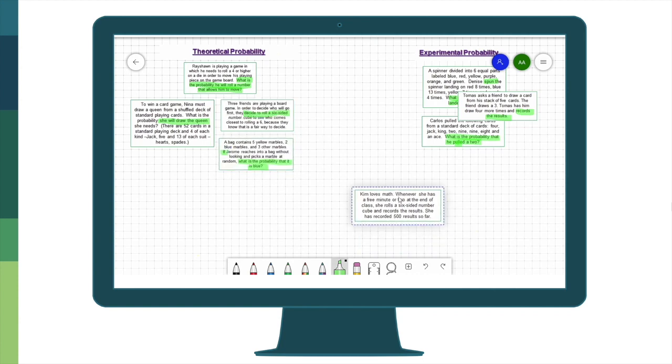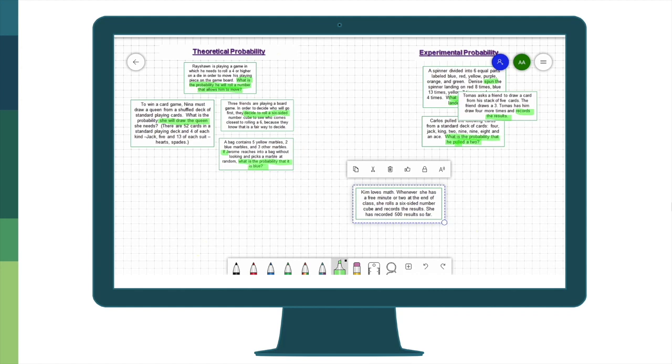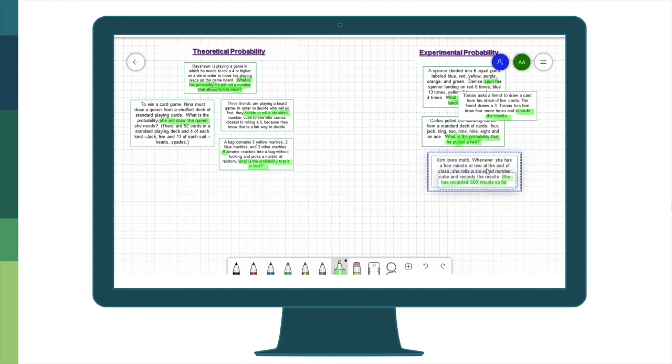And then last but not least, Kim loves math. Whenever she has a free minute or two at the end of class, she rolls a six-sided number cube and she records the results. She has recorded 500 results so far. So she's conducted this experiment already. With that being the case, I'm sure you already have placed it where it goes. Where does this belong in the sort? Exactly. Experimental probability.